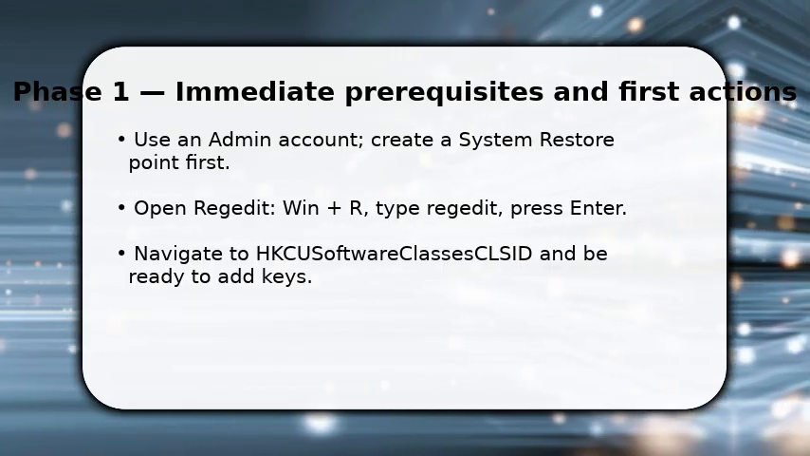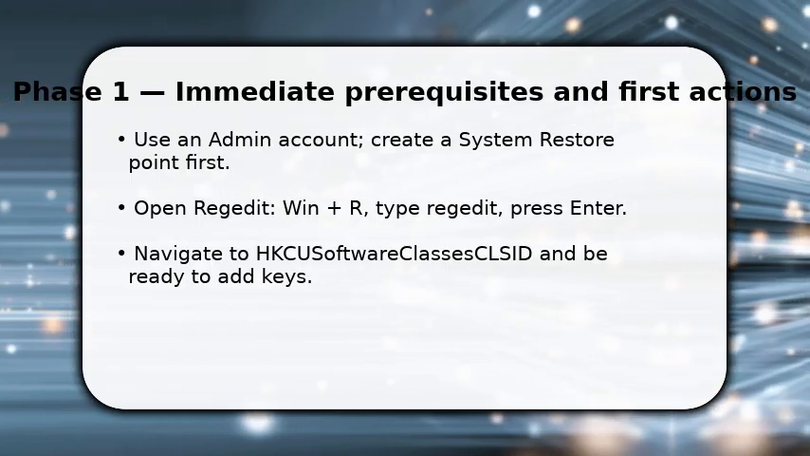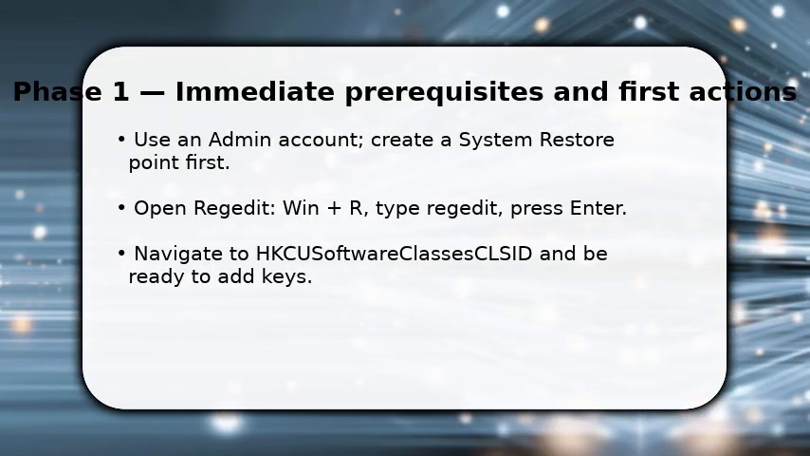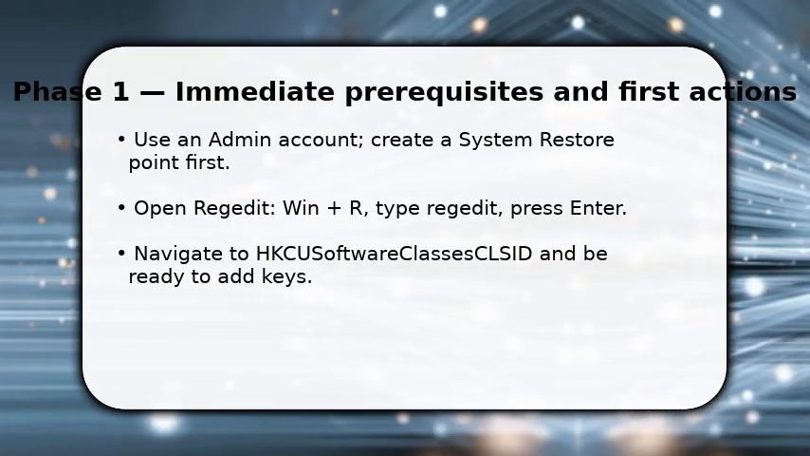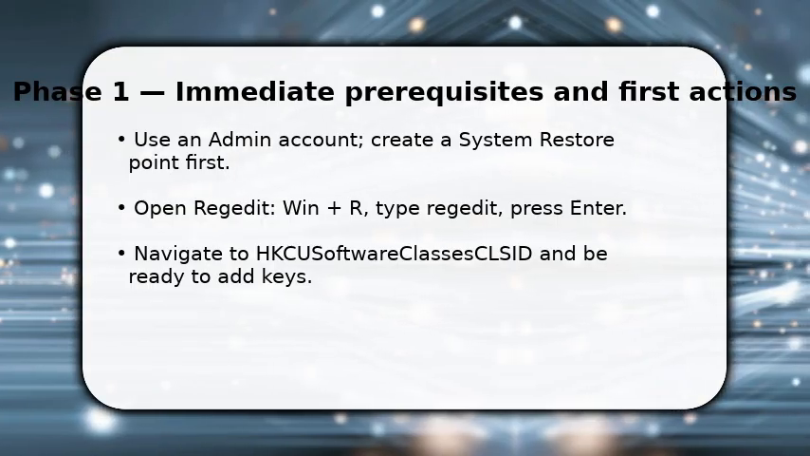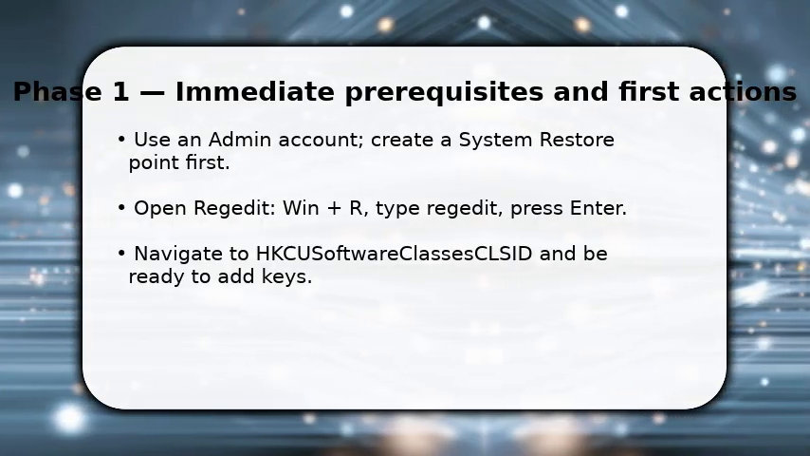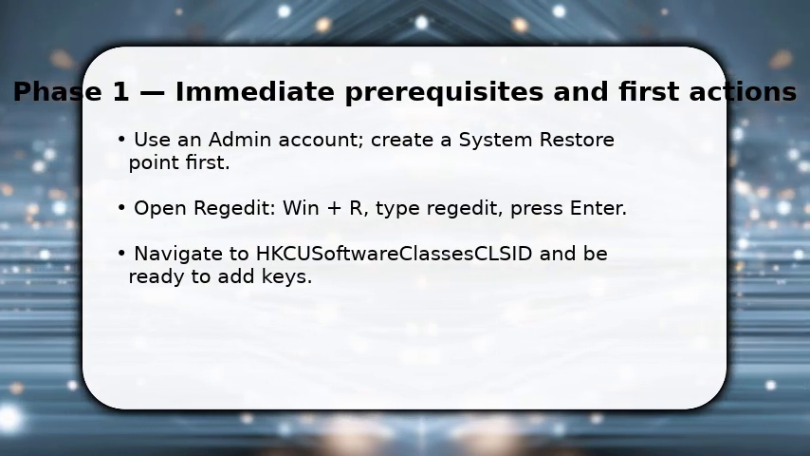Make sure to navigate to HKEY_CURRENT_USER\Software\Classes\CLSID. That exact path matters. Now you're positioned to create a new key that controls the context menu behavior. Do this immediately so you don't waste time. The change is precise, and being in the right registry location prevents accidental edits elsewhere.